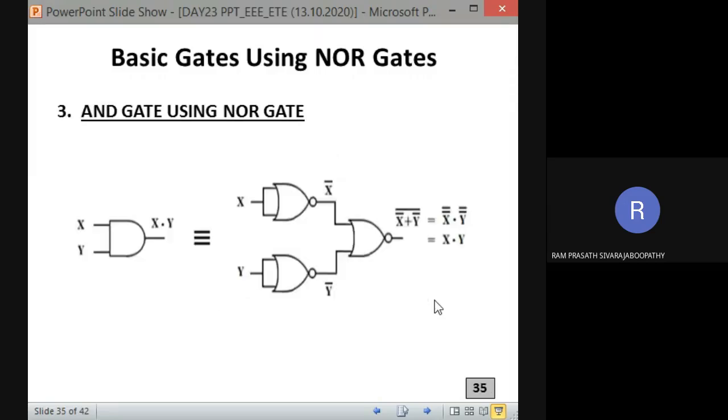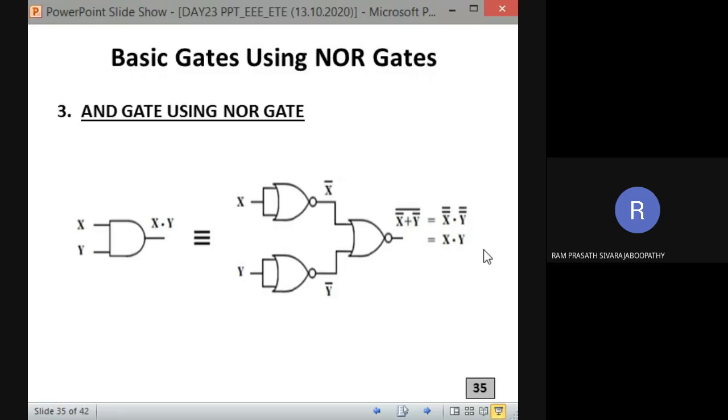Yes. Okay, AND gate using NOR gate means first you have to complement both the variables x and y. So x bar, y bar. If you perform NOR operation, x bar plus y bar whole bar, that is equal to x dot y. That's all. Is it clear? Is it clear for all of you?